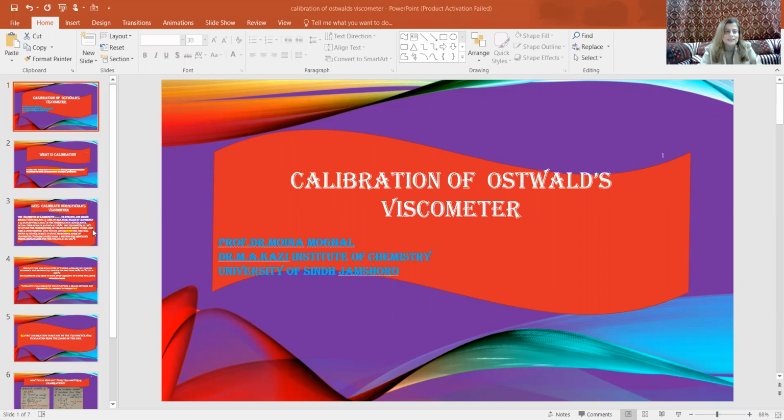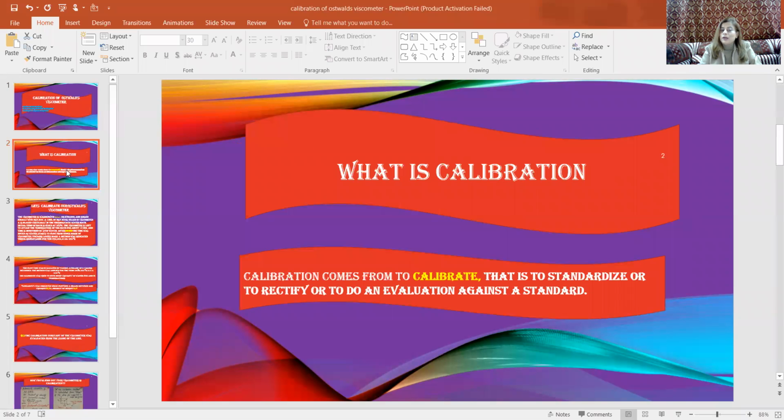So let's get back to what is calibration. Okay, calibration. It comes from what? To calibrate, that is to standardize, another term, or to rectify, simply, a third term, or to do an evaluation against a standard, right? Just to do an evaluation against the standard. So now you know what exactly calibration means, right? Let's get to the next one.